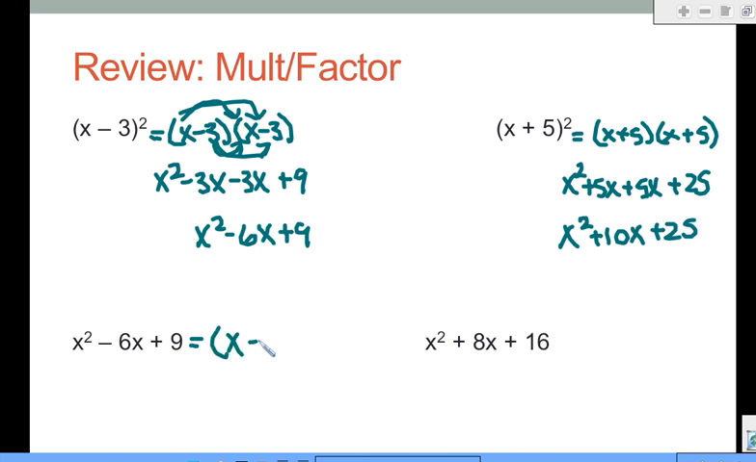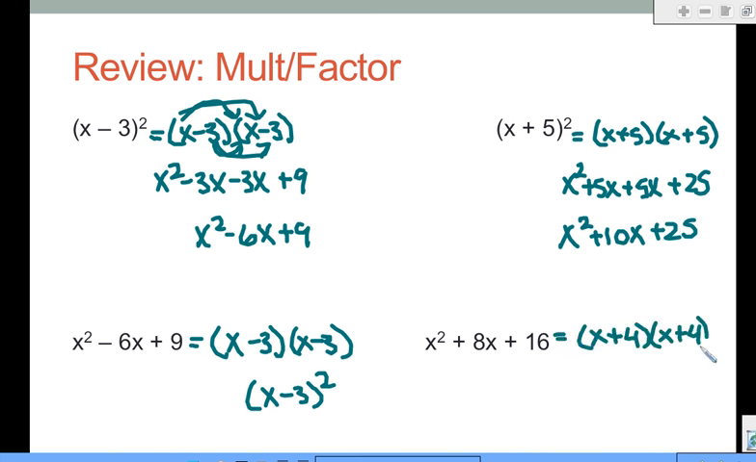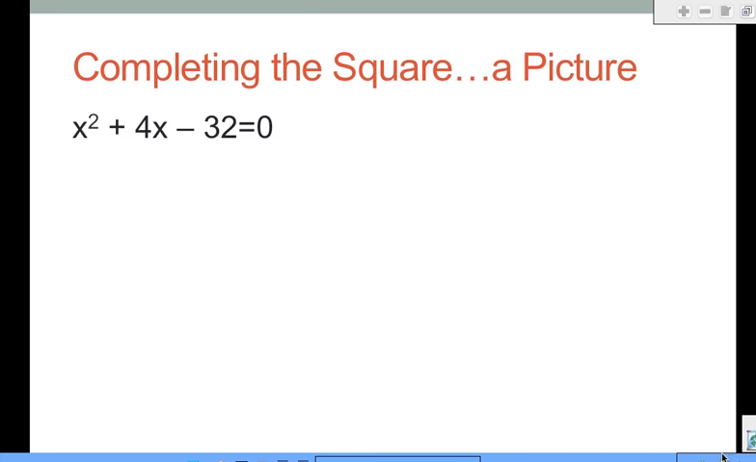So this was x minus 3 times x minus 3, so we have x minus 3 squared. And then we have x plus 4 times x plus 4, so we have x plus 4 squared. Now what we're going to do today is look at how we can get these problems into these perfect squares, so we can solve something like x plus 9 squared equals 100 using that square root method. The first thing we're going to look at is a picture.